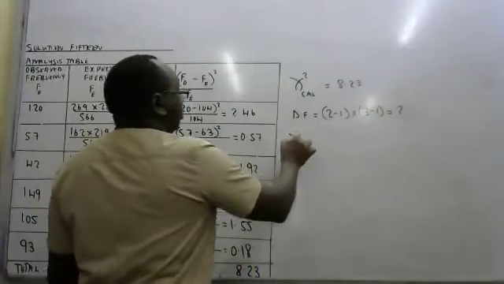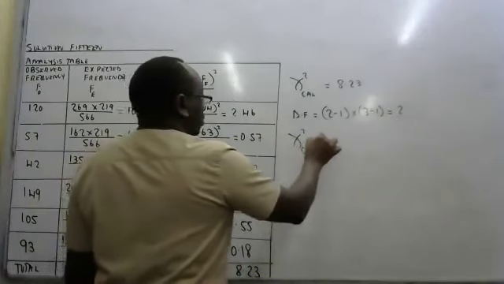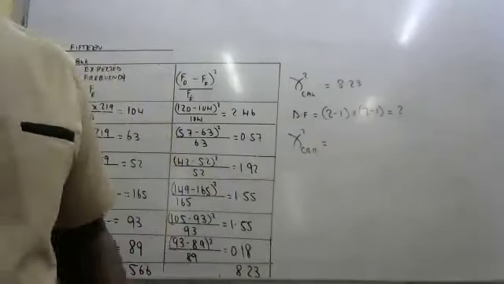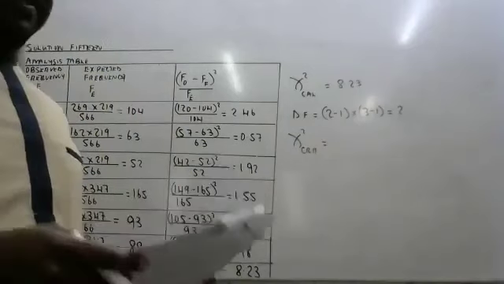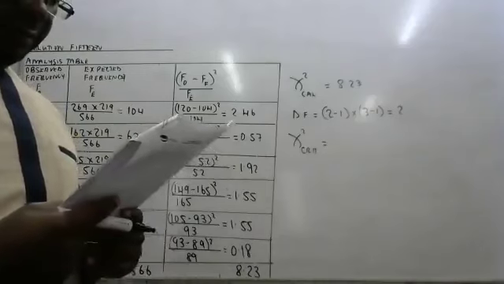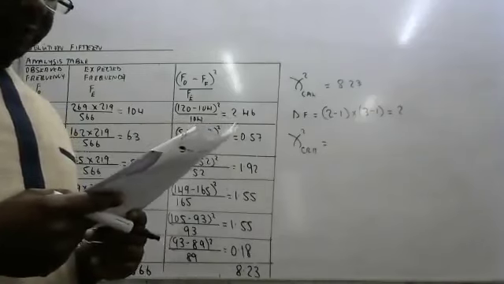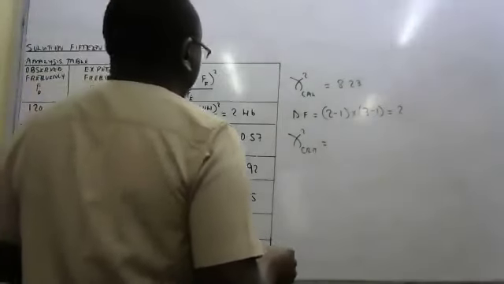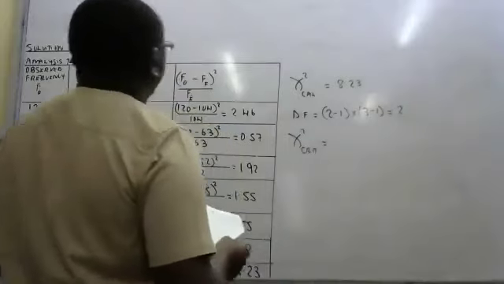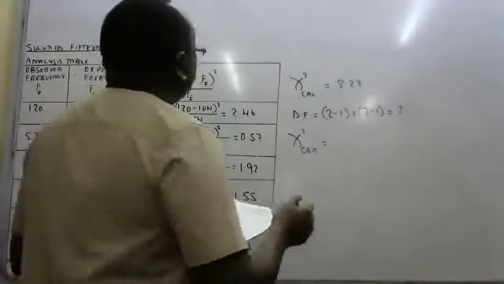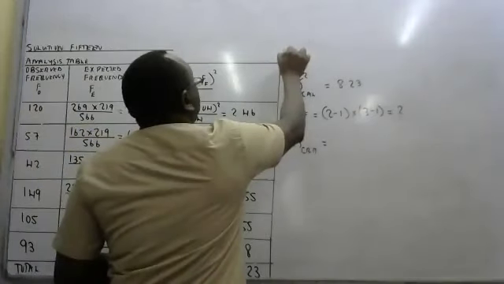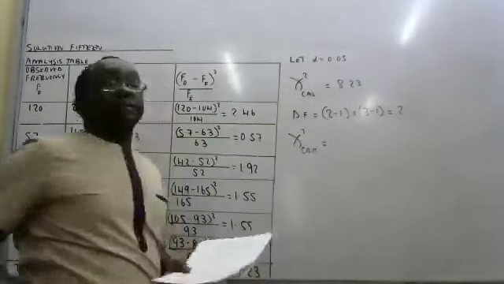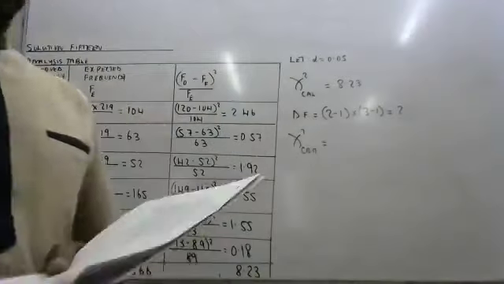Then chi-square critical. Sasa unaenda kwa tables. Unaenda kwa table on page 56. Maybe we needed to have specified our alpha. We are testing at what? 5%. Maybe unaweza rudi hapa tu useme let alpha to be 0.05. We are testing at 95%.